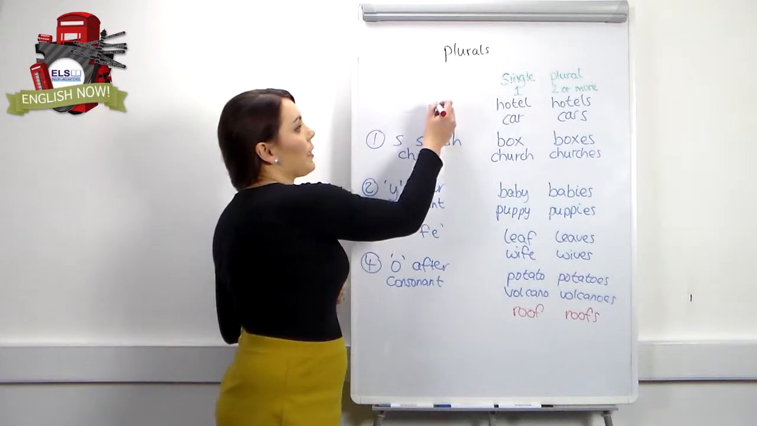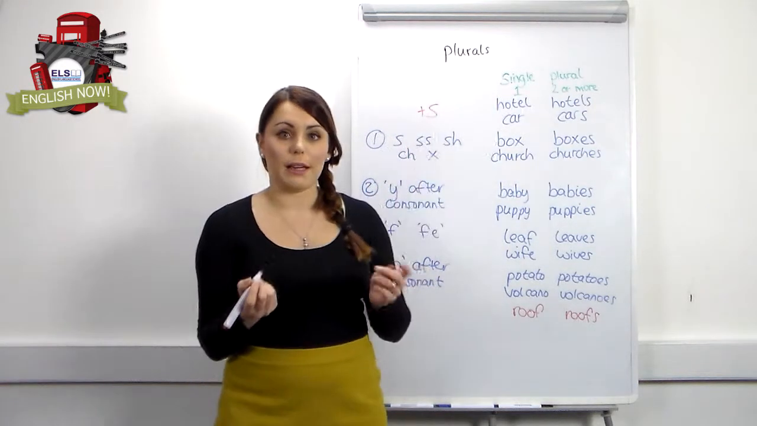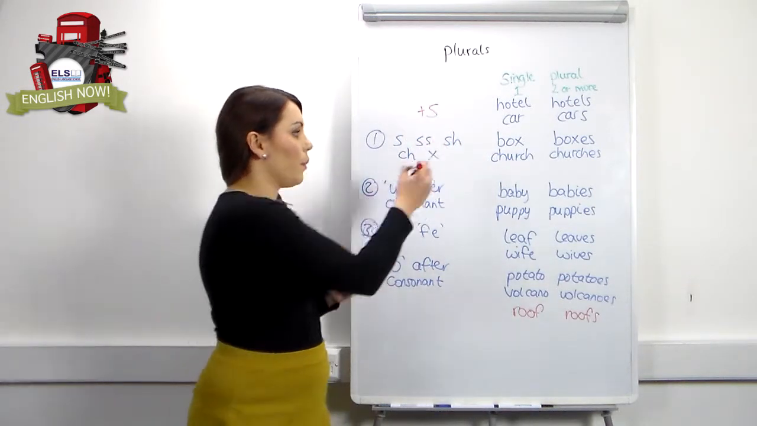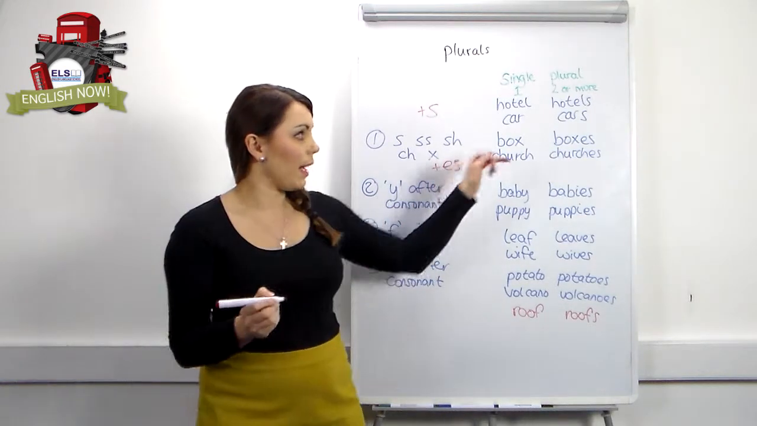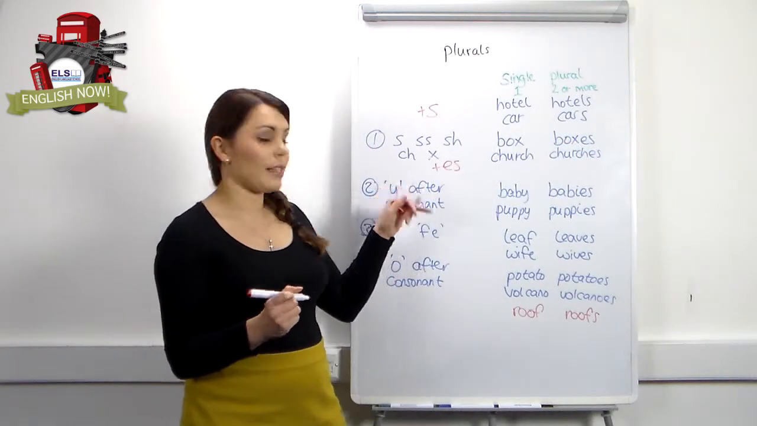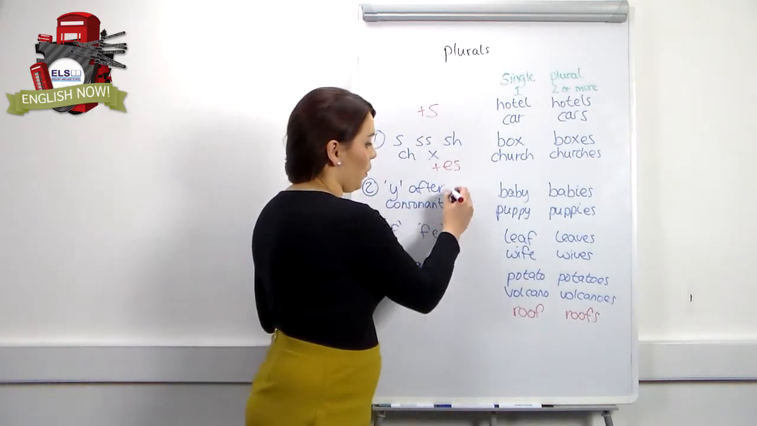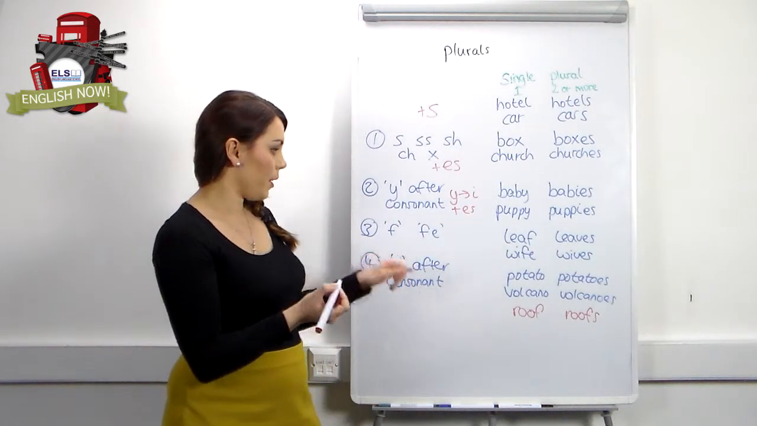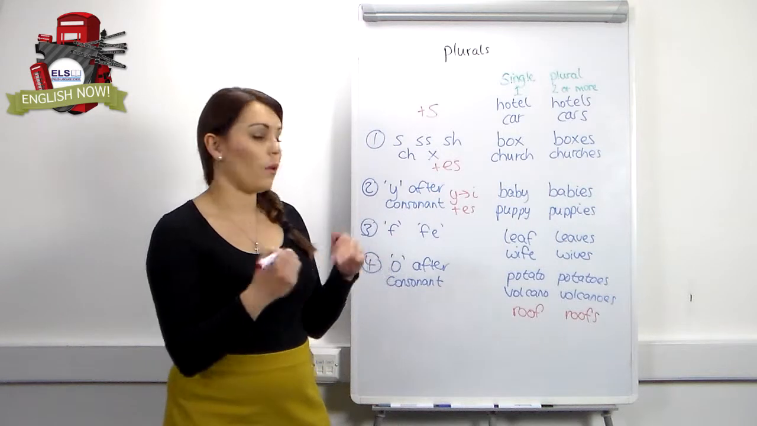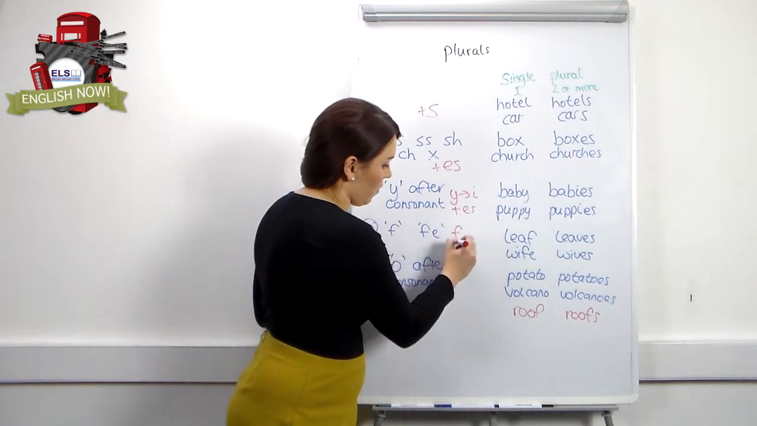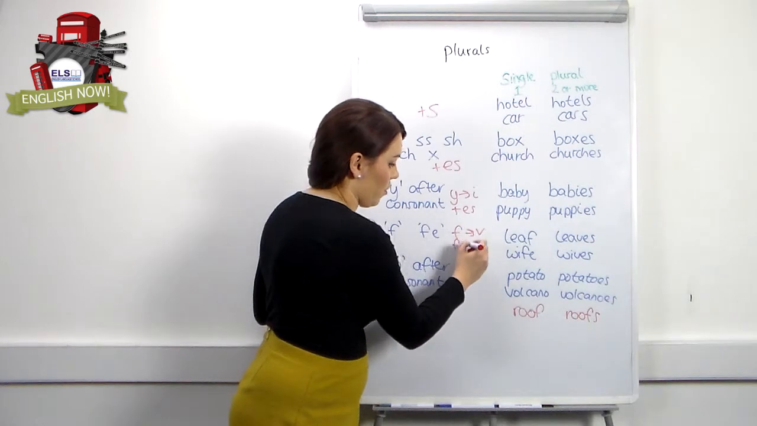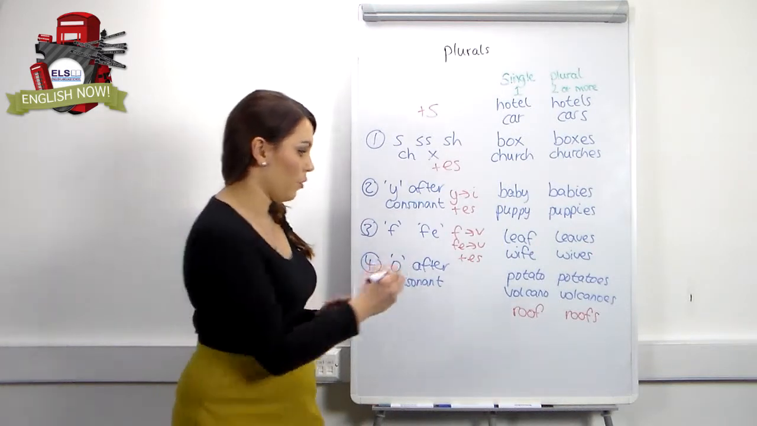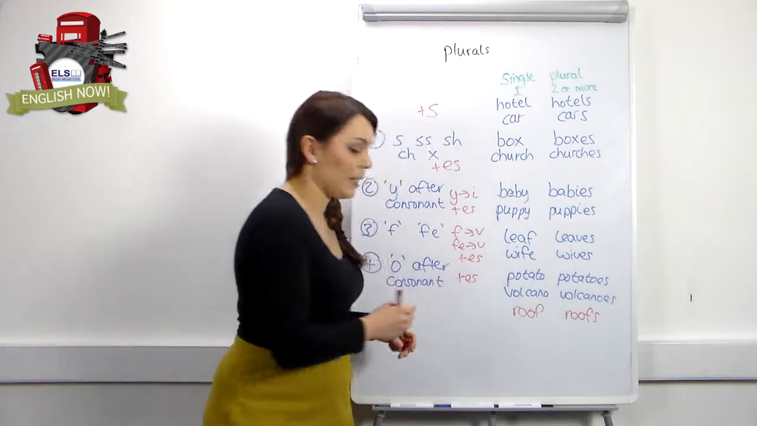So usually we add s to the end of our noun. If it ends in any of these letters or two letters, we add es to the end. If it ends in the letter y after a consonant, we change the y to an i and add es. If it ends in f or fe, we change the f or the fe to a v and add es. And if it ends in an o after a consonant, we add es.